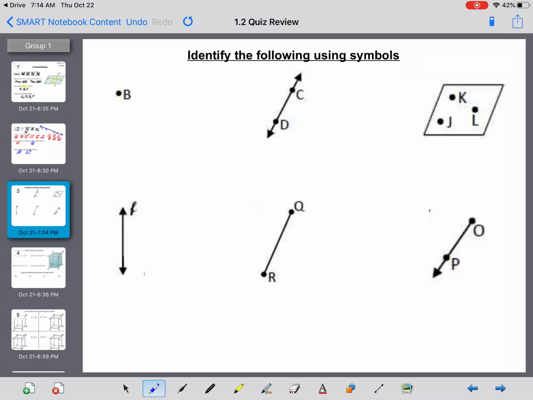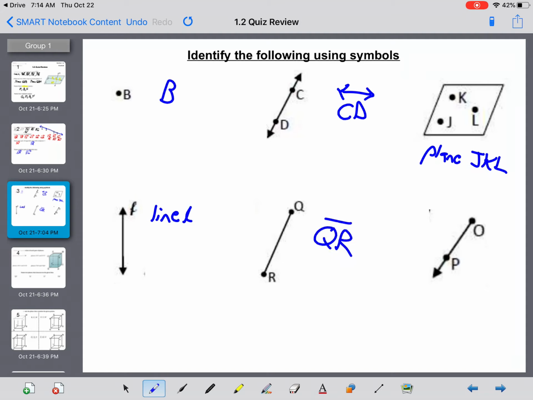Identify the following using their symbols. Well, we're just going to name them using the symbols. Well, this is point B. This is line CD. This is plane JKL. This is line L. This is segment QR. And this is ray OP.